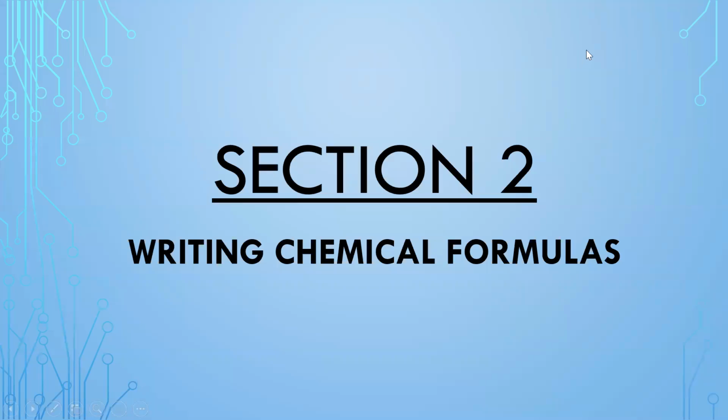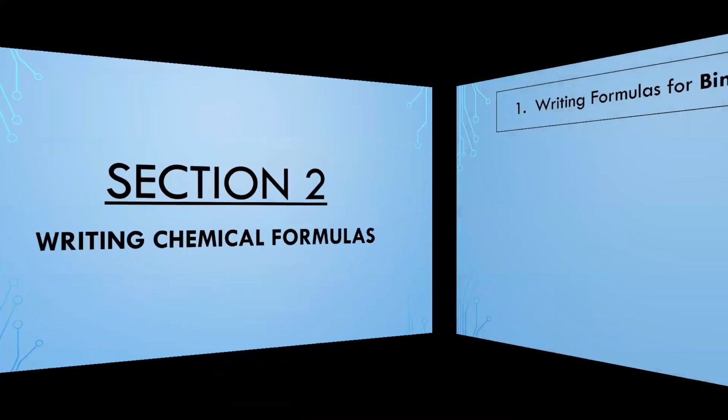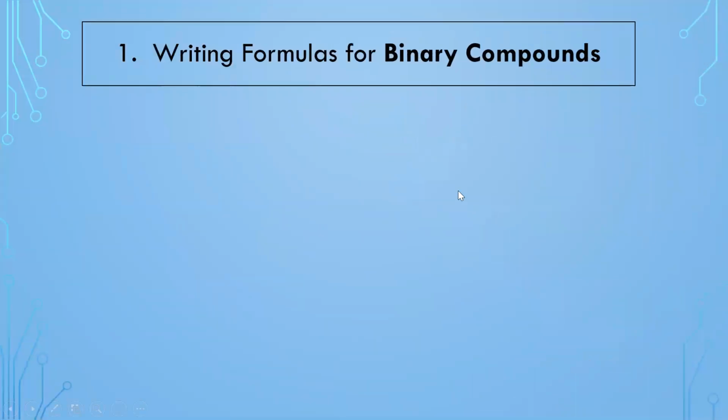So section 2 of chapter 7 is basically the opposite of the first section. In the first section, we named chemical compounds given their formula. Now you're going to be given the name in English and you'll have to write the formula. The same 4 rules are used in this section. It's just kind of backwards, as I said.